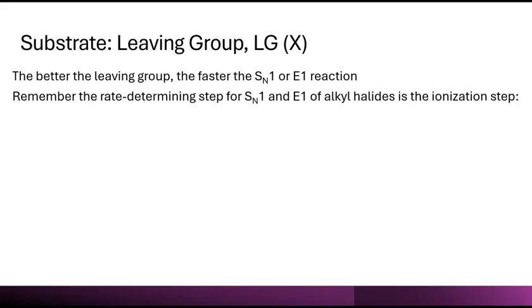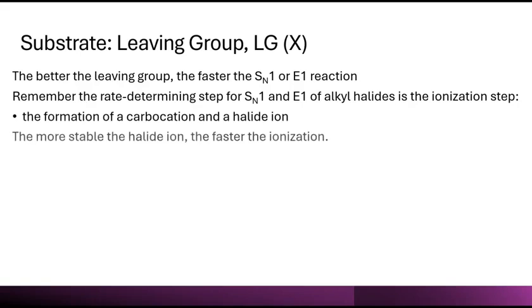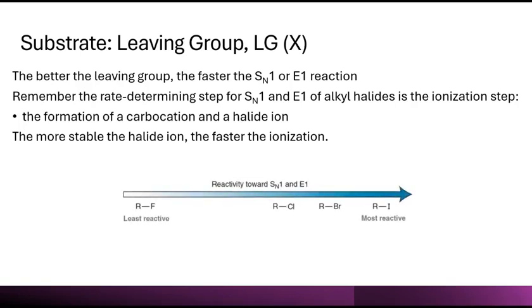Remember, the rate determining step for SN1 and E1 of alkyl halides is the ionization step, the formation of the carbocation and the halide ion or the leaving group ion. The more stable the halide ion, the faster the ionization. So for the reactivity towards SN1 and E1, the least reactive is the fluoroalkanes. The most reactive are going to be the iodoalkanes.